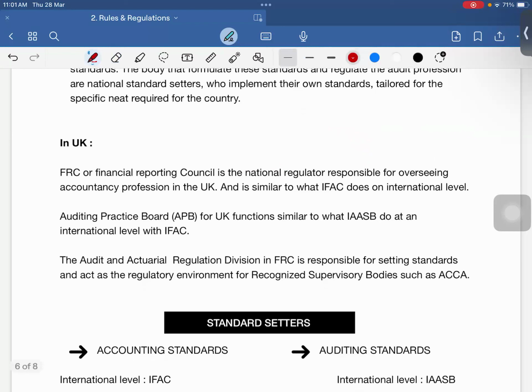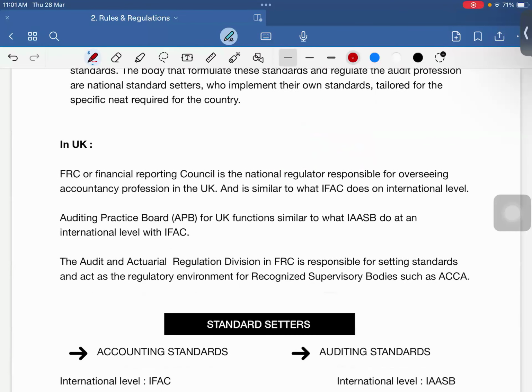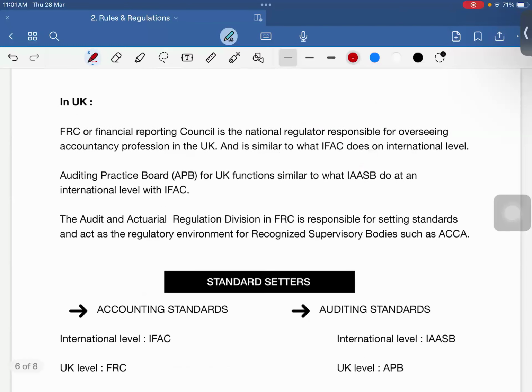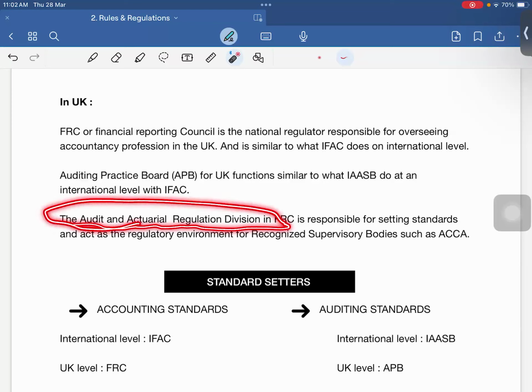And this comes for OTQs only. Now, we have IASB, who we studied as responsible for setting up ISAs. But at the UK level, that IASB is called the Audit and Actuarial Regulation Division. Just for OTQs, you don't need to study it for essays, just for OTQ purposes. Just read through, understand it. That's all you need.